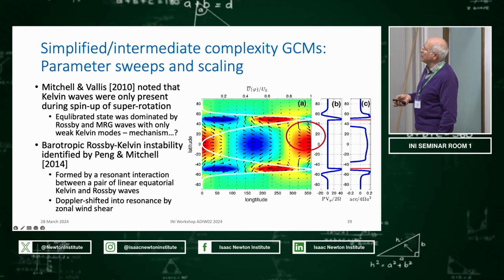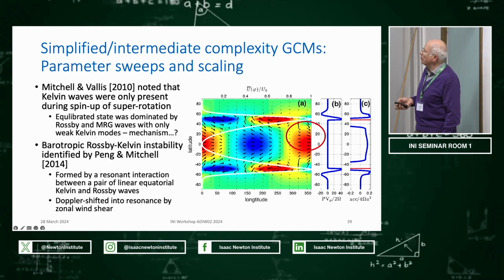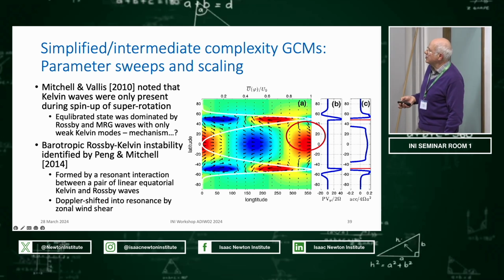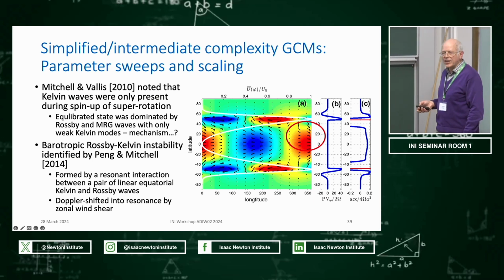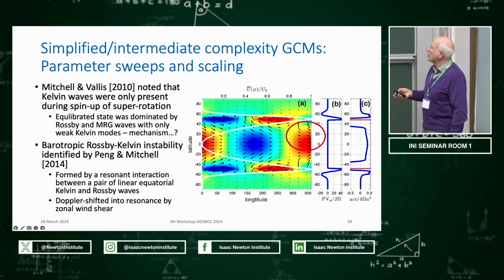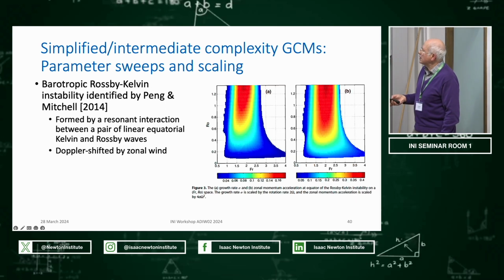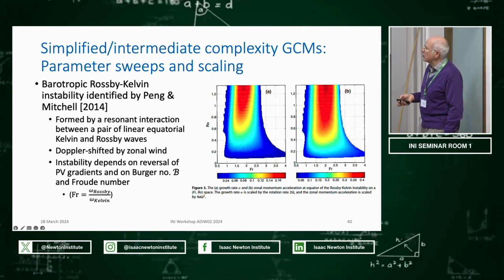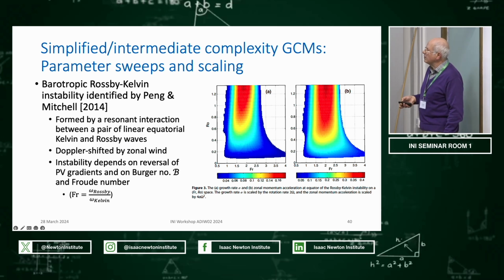They identified that this was partly due to an interesting combination of waves that formed a separate instability called the Rossby-Kelvin instability, which is essentially produced by a resonant interaction between a pair of linear equatorial Kelvin waves and equatorial Rossby waves, which could be shifted into resonance by a sheared zonal wind. So you can actually study the conditions under which this instability occurs. It depends on the presence of a reversal of potential vorticity gradients, but also on a Froude number, which is essentially the ratio of the Doppler-shifted frequencies of the Rossby and the Kelvin mode.